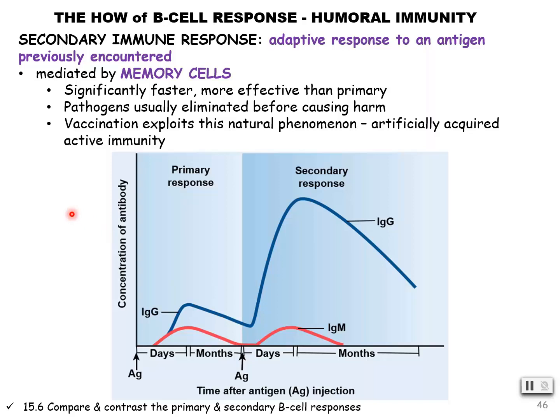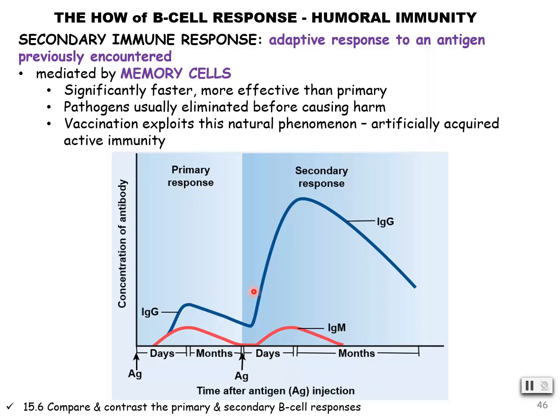So the secondary immune response is a response of the adaptive immune system to an antigen previously encountered. So second time, third time, fourth time, fifth time that person's been exposed to it over the course of their lifetime, we really don't call it a different thing. It's just secondary immune response, and it's going to be mediated by memory cells.